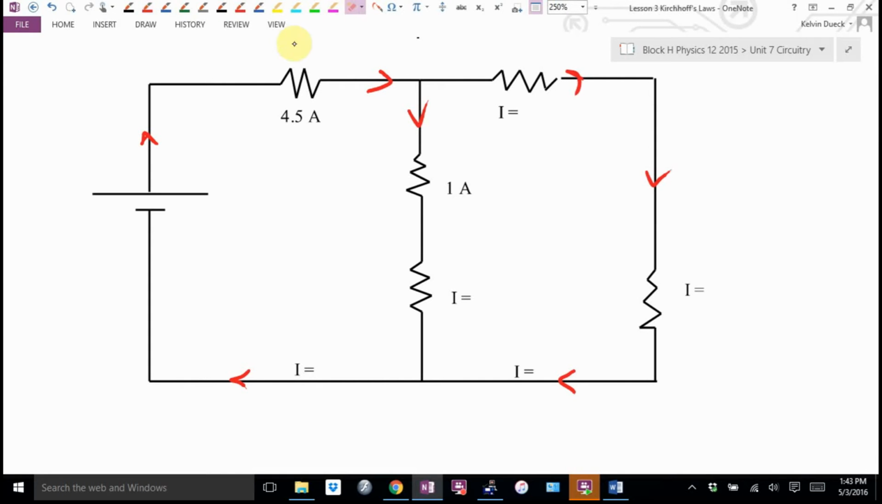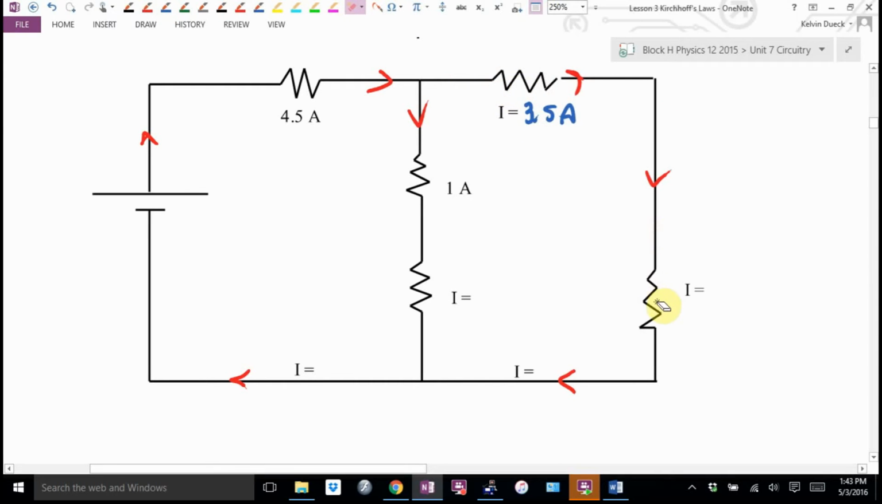Vikas, do I know the total current leaving the battery? 4.5. Okay, I'm just going to remember that this time. Now we're getting more advanced. We're getting a little more lazy. So how many amps right here? 4.5. How many amps went this way? 1. How many amps went this way? 3.5. Must have been. Let's keep going down this ski run, down this branch.